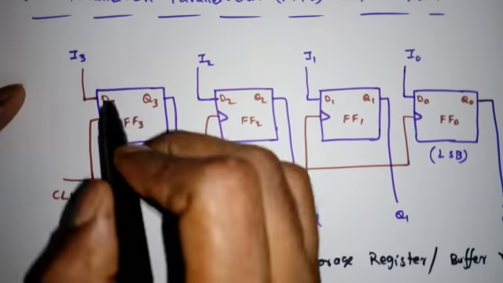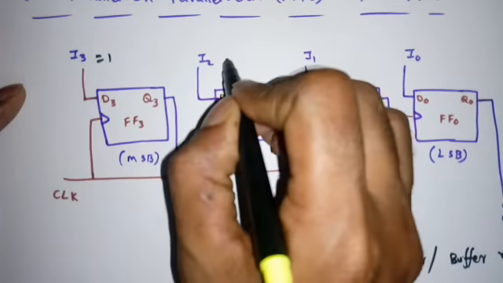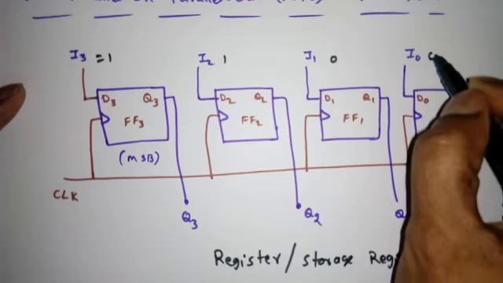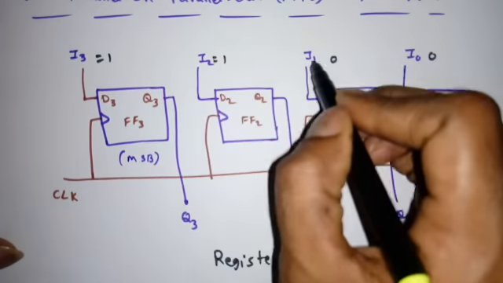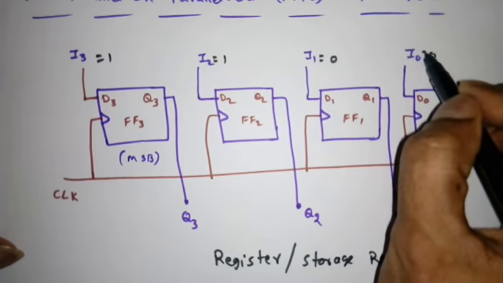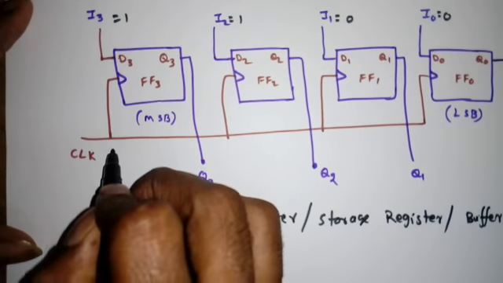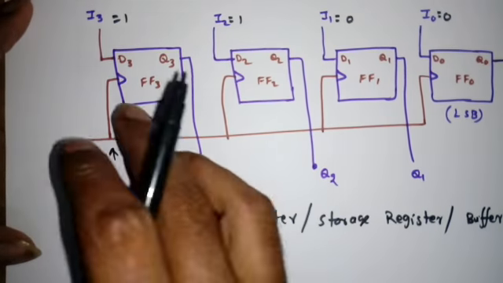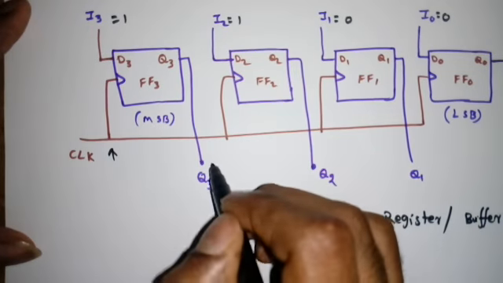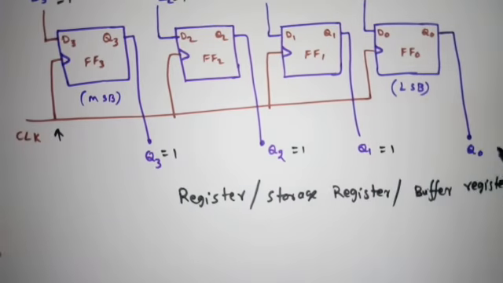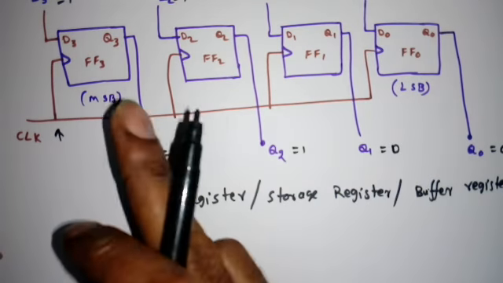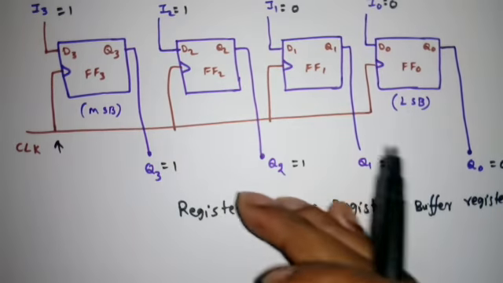Now what is the operation? Suppose I want to store 1 1 0 0, so we apply the input as 1 1 0 0. The moment we apply the clock, which is positive edge triggered, what will happen? This will be transferred here. So Q3 will be 1, Q2 will be 1, Q1 will be 0, Q0 will be 0. So 1 1 0 0. The moment we apply one clock, the data will be transferred to the output.